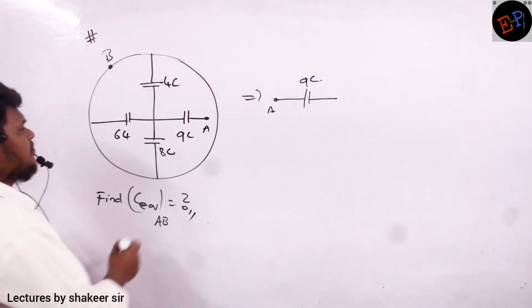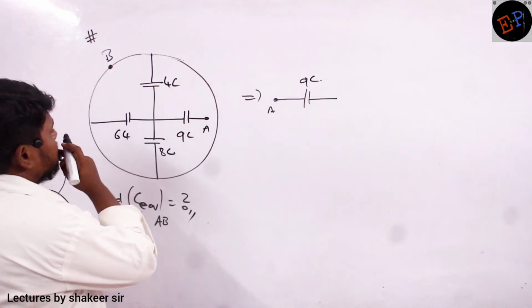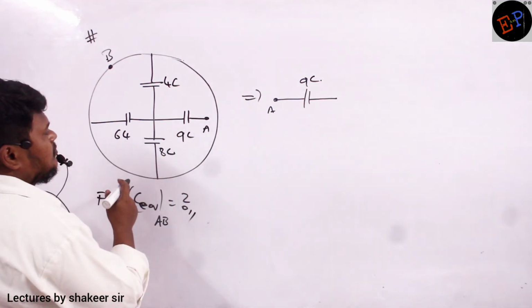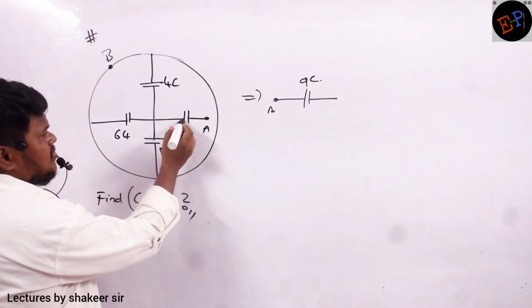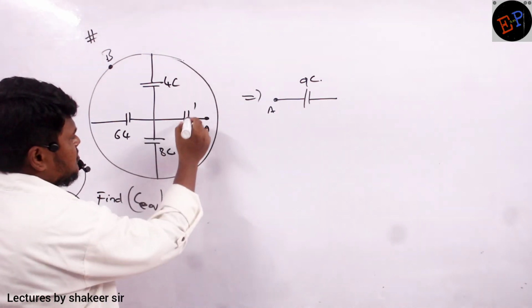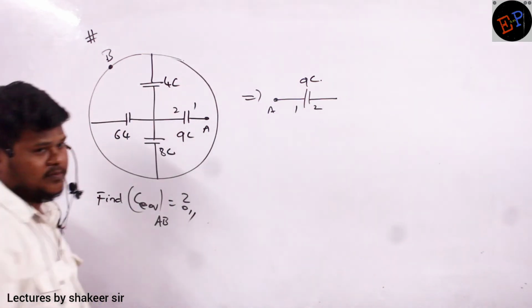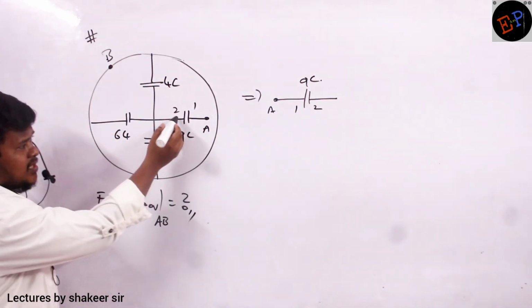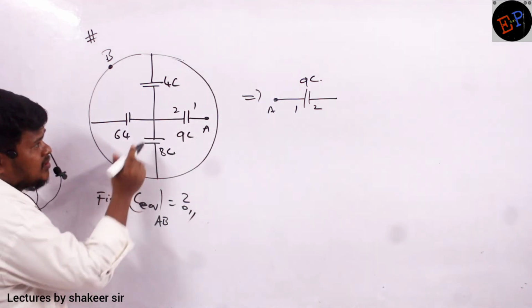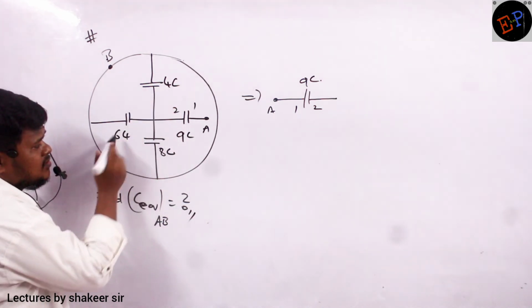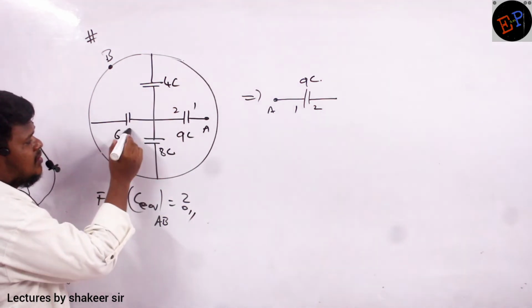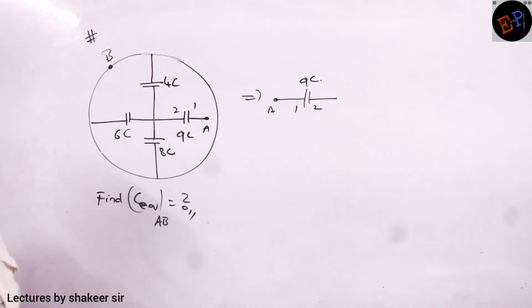Now if you see, for this 9C capacitor, if I consider this the first plate and this the second plate, and this the first plate and this the second plate, clear, no? To the second plate, which capacitors are connected? 4C, 6C, and this is 8C. These are connected. Are you able to understand?